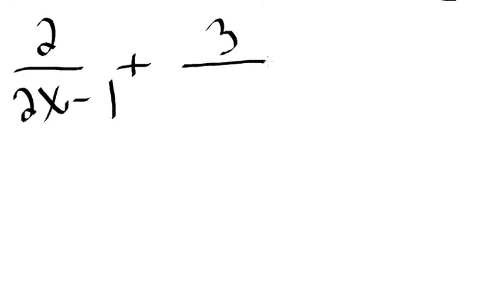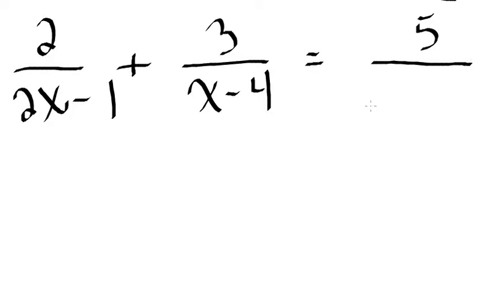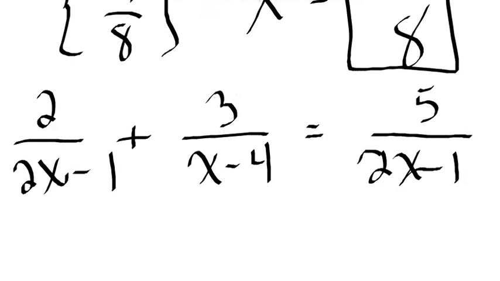2 over 2x minus 1 plus 3 over x minus 4. And that is going to be all equal to 5 over 2x minus 1. Whew, that looks kind of nasty. All right, let's work on the left-hand side. We've got to get that into a numerator and a denominator there.